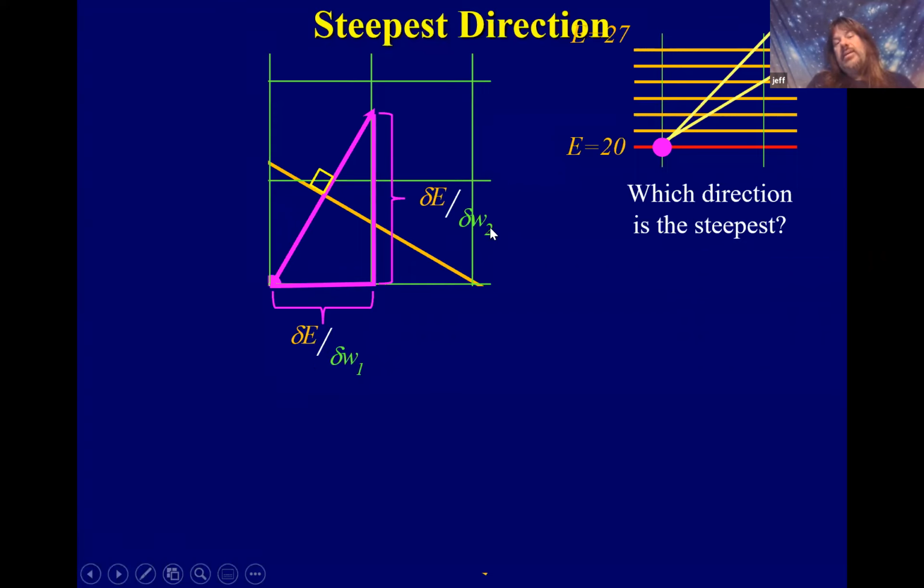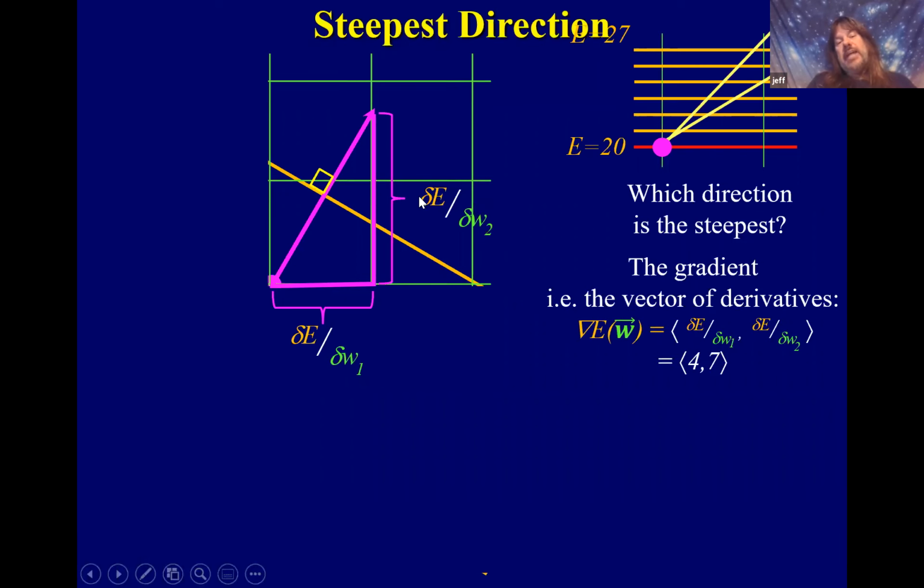And what's this one? It's, right, as you change W2, how much does it change the error, right? These were our derivatives that we were claiming were so interesting that we computed. And what were those numbers, right? They were 4 and 7. So this vector here is 4 in this direction and 7 in this direction, all right?